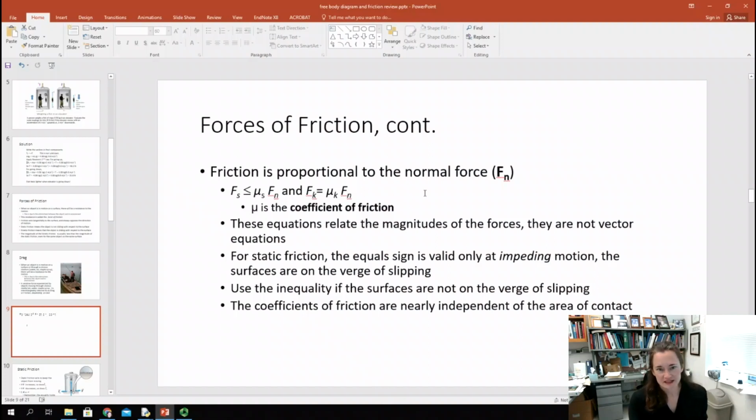So why the less than or equal to sign in the static friction? Well, that means that the equals sign is only going to be valid right at the threshold, right when you're getting ready to be able to push that object past it. Before that, your object will always be able to exert just a little bit more force to stay still. So that's why the less than or equal to sign there. Okay? It's also important to realize that unless you're looking at the nanoscale or the microscale, these coefficients of friction are nearly independent of the area of contact.